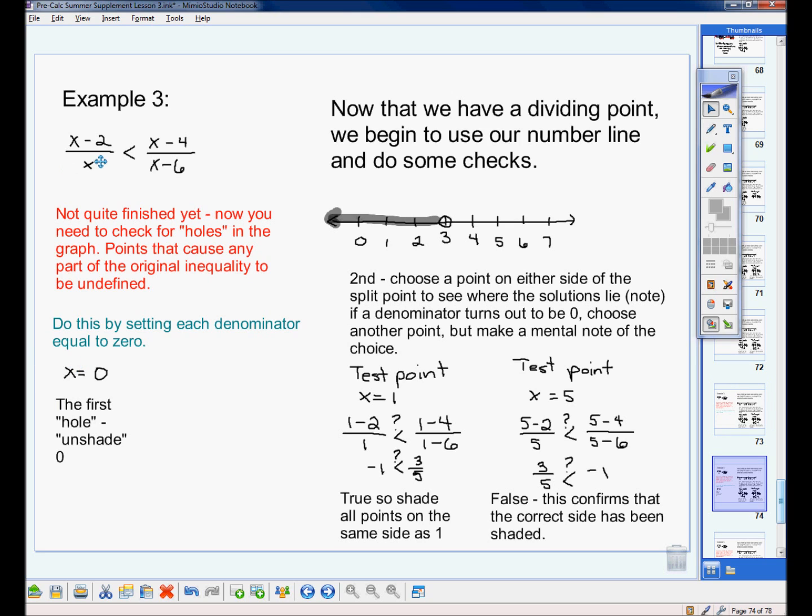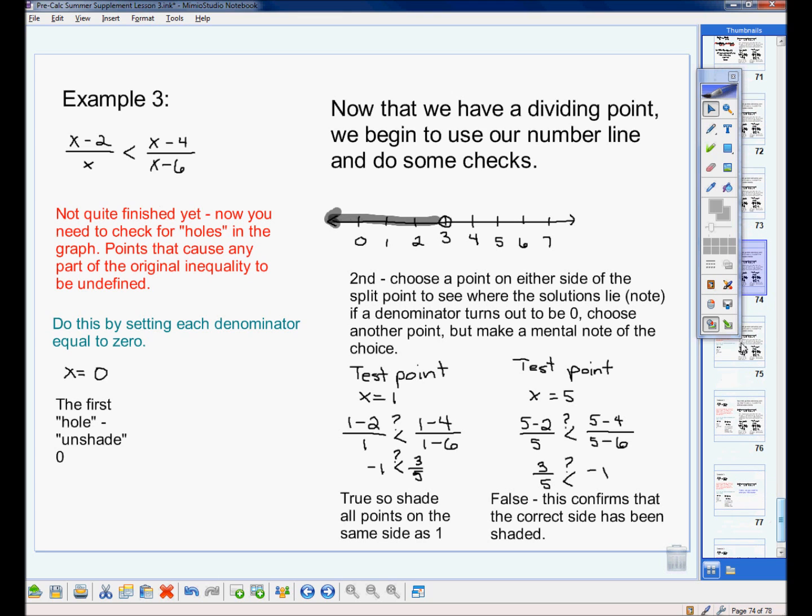That's what this is. We do this by setting each denominator equal to 0. We'll start with this one, x equals 0. So this is the first hole that we found. We don't even have to do anything to solve it. Just that x equals 0 gives us something that just isn't going to work. So we need to punch a hole right here where x equals 0. So we're going to do that. We basically unshade that. That's why it's always good to work with math with a pencil. We punch a hole in the graph right there because x can't be 0. It's everything less than 3, but 0 is a problem.